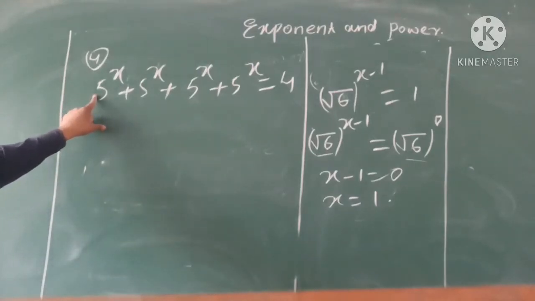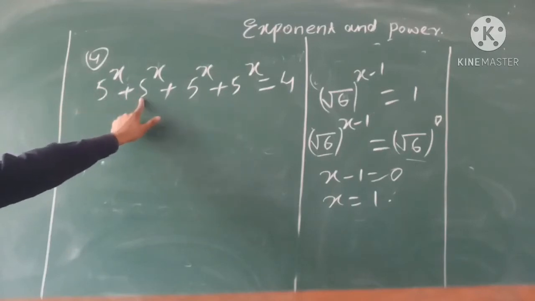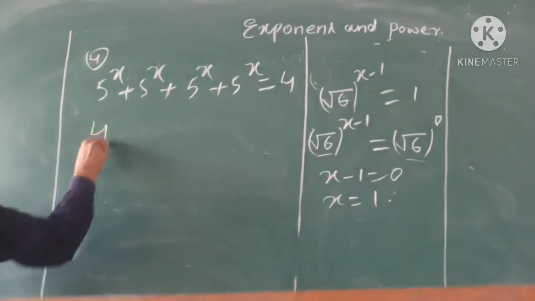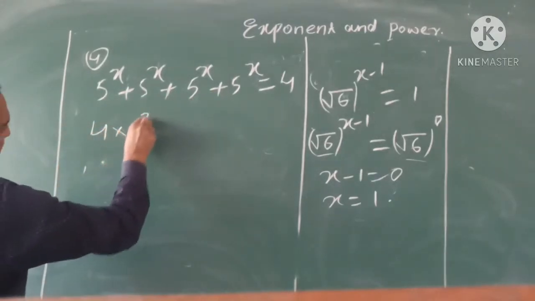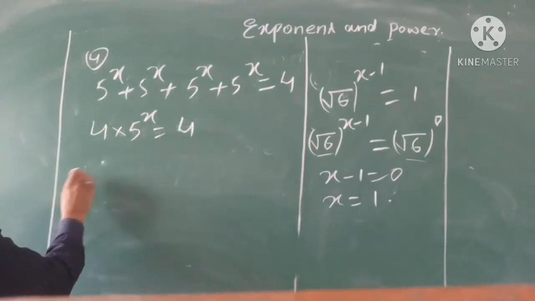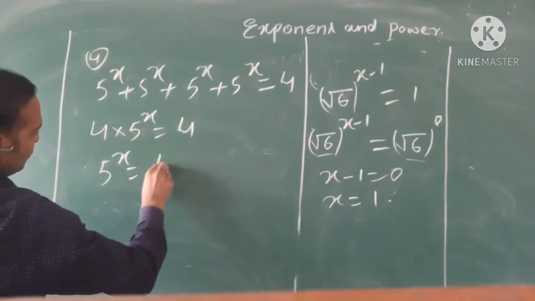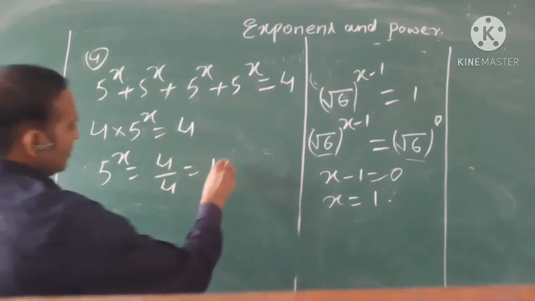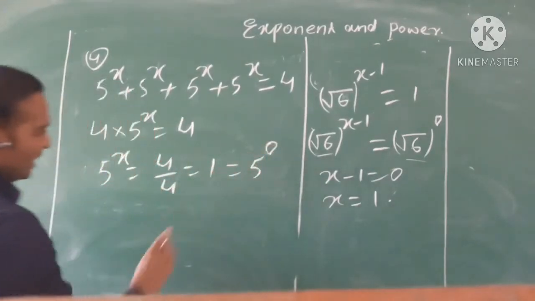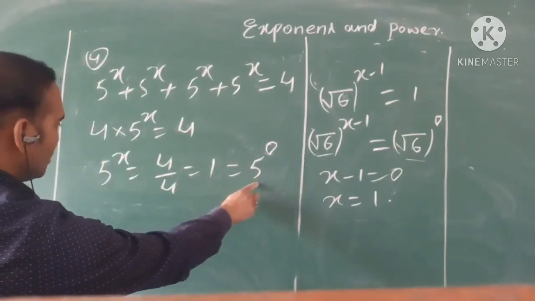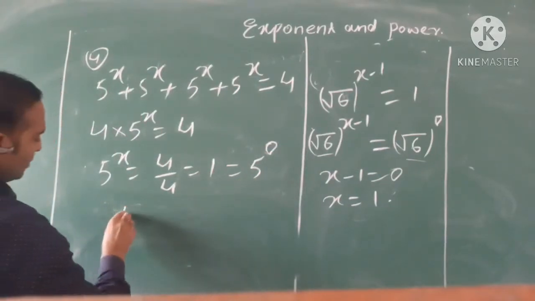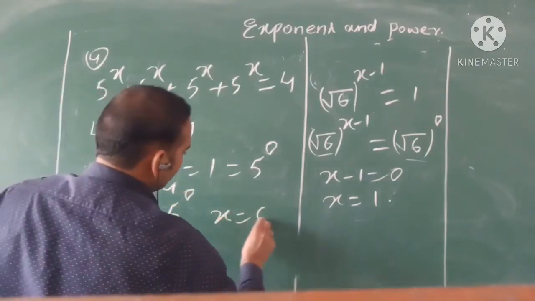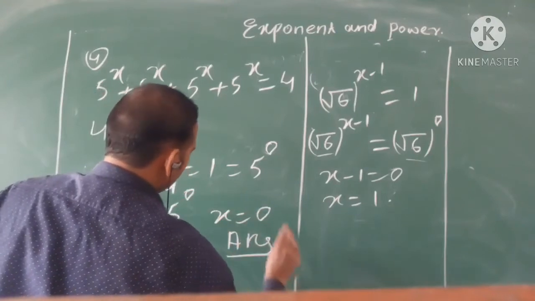This one is in the form of a plus a plus a plus a, that is 4a. 4a is equal to 4. 5 to the power x equals 4 by 4, that is 1. And 1 can be written as 5 to the power 0. Here we have written 5 because here is also 5. 5 to the power x is equal to 5 to the power 0. Thus x equals 0 is your answer.